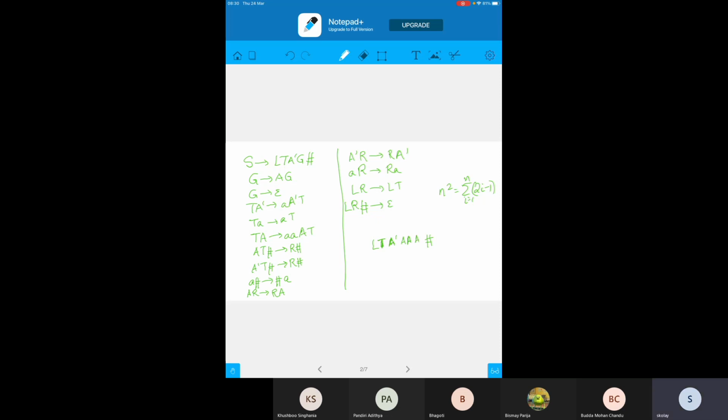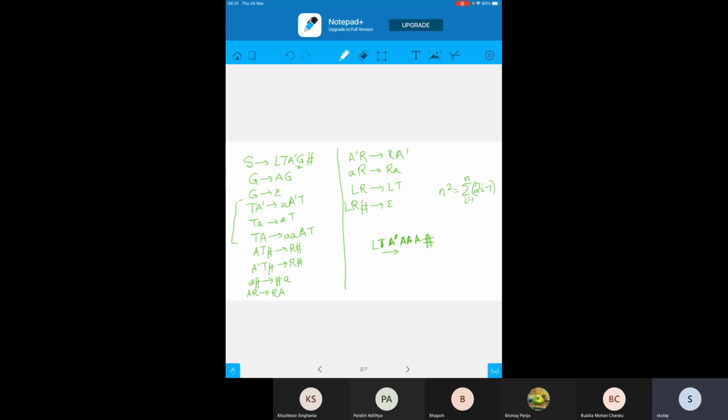Okay, so suppose using this G, I will be generating some n minus 1 number of capital A's and one A dash. Now T is going to move from left to right, till it hits this hash, the right hand marker. Every time it encounters an A dash, it is generating one A. And every time it is encountering an A, it is generating two A's.